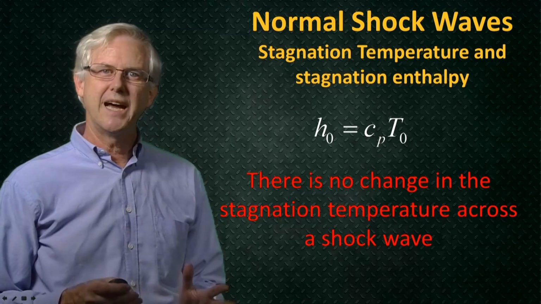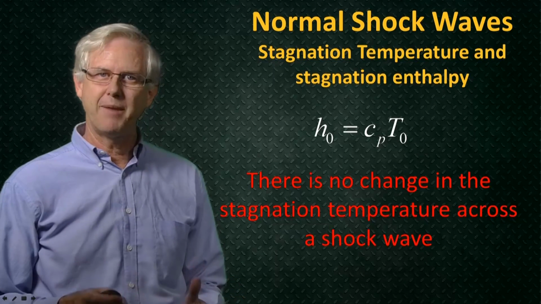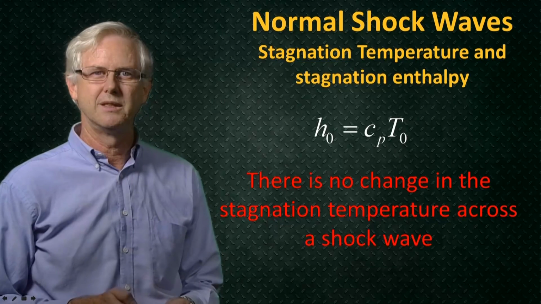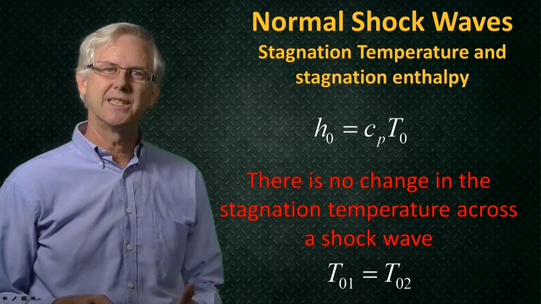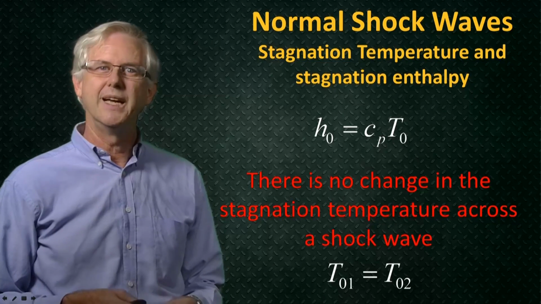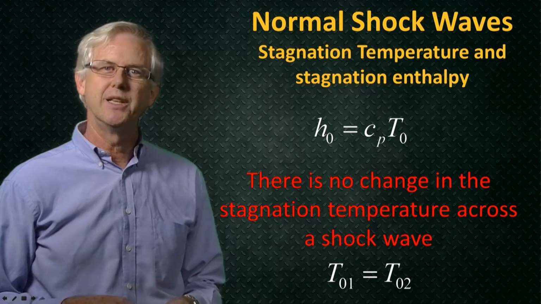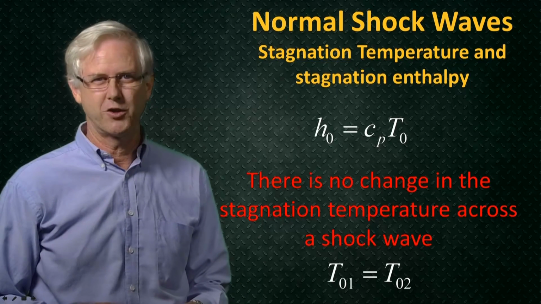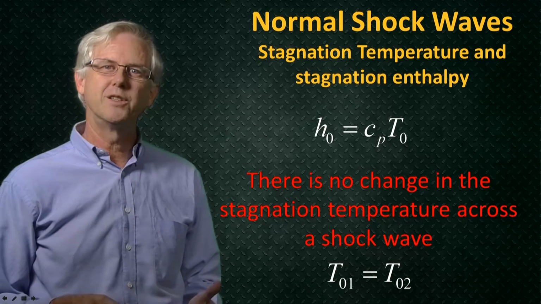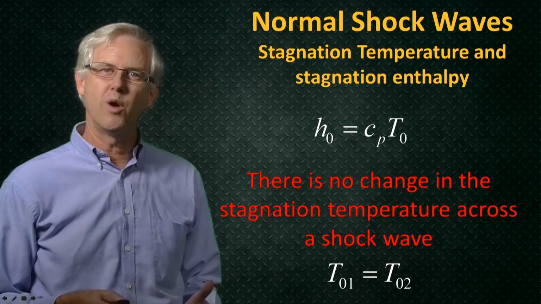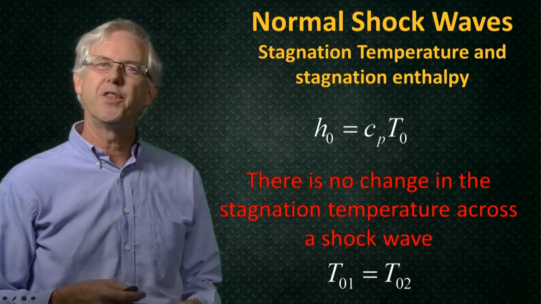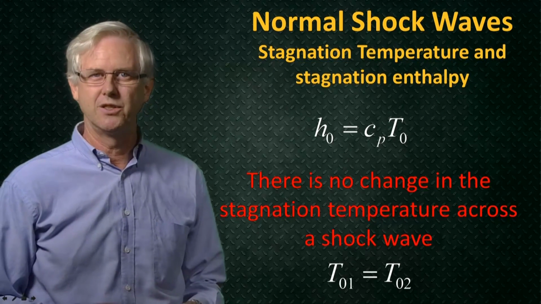Therefore, we can say that there's no change in the stagnation temperature of a gas as it passes through a normal shock wave. We can write this as T01, the stagnation temperature upstream of a shock wave, is equal to T02, the stagnation temperature downstream of the shock. In the next video, we'll move on to see how we can use the result we derive for the drop in stagnation pressure across a shock wave to show that the entropy always increases across a shock.